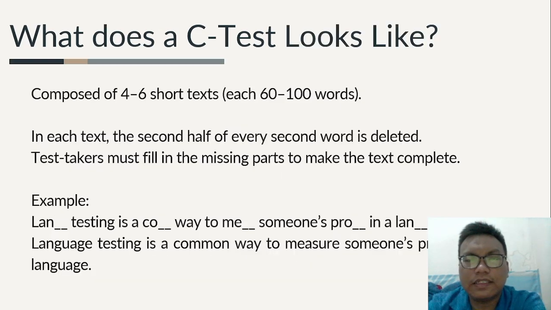So what does a C-test look like? C-tests usually comprise 4 to 6 short texts, and each short text will have 60 to 100 words. In each text, the second half of every second word is deleted. So the test takers must fill in the missing parts to make the text complete. And this is an example of a C-test.